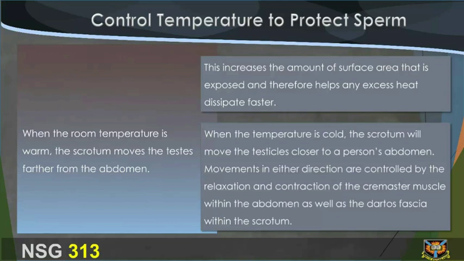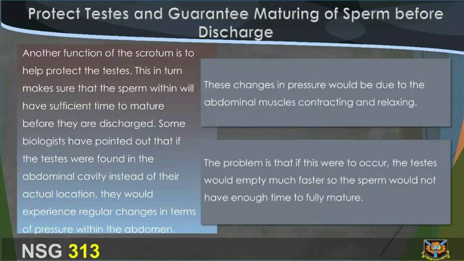When the temperature is cold, the scrotum will move the testicles closer to a person's abdomen. Movements in either direction are controlled by the relaxation and contraction of the cremaster muscle within the abdomen as well as the dartos fascia within the scrotum.